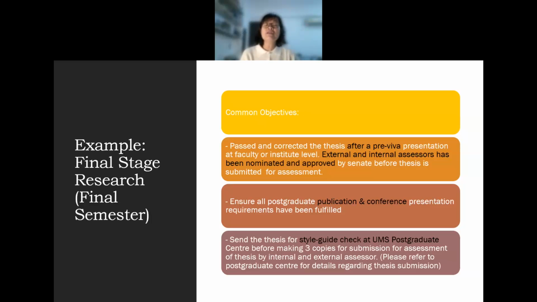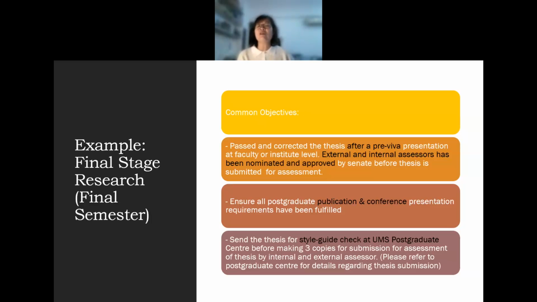Understand? Ensure all postgraduate publication and conference presentation requirements have been fulfilled. If I'm not mistaken, you have to publish in peer-reviewed journals or high-index journals for PhD. High index will be those that have impact factors, as well as Scopus or WOS, Web of Science Index. Those are probably for those doing a PhD. For master's degree, if I'm not wrong, maybe Dr. Junior has a clearer picture, but I will give you an example. You have to publish in a peer-reviewed journal.